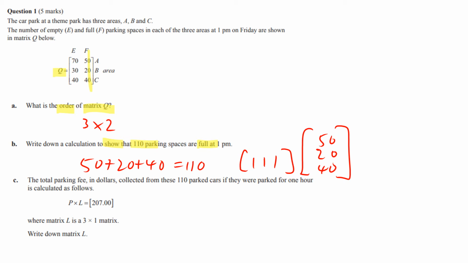And the next one is asking the total parking fee in dollars collected from these 110 parking spaces if their parking winner is calculated by doing P times L equals 207. L is a 3 by 1. Write down the matrix L. Well, a 3 by 1 is one of those. And if you look at these things, you can see that it's going to be that 50, 20, 40. It is the column matrix that comes from that, because obviously only the full parking spaces are the ones that are charged money, not the empty ones.